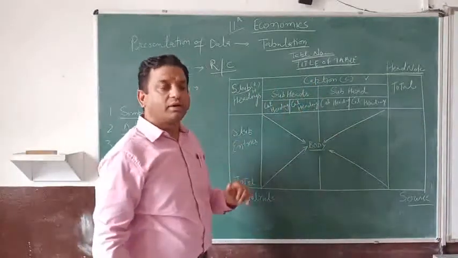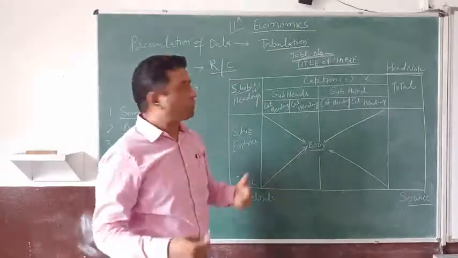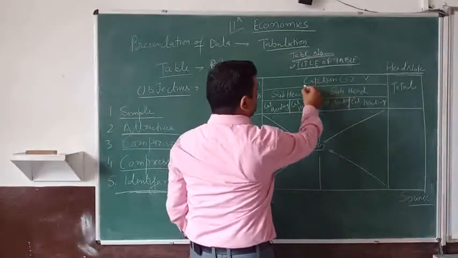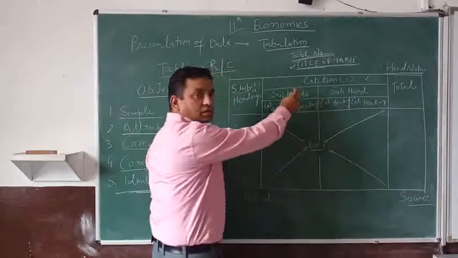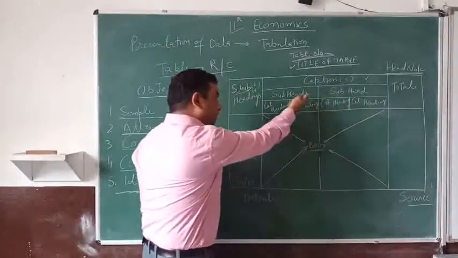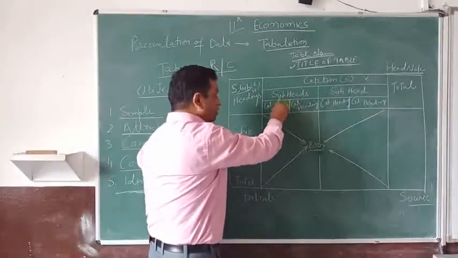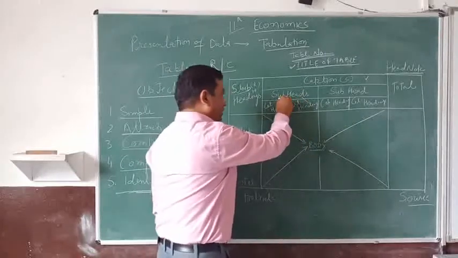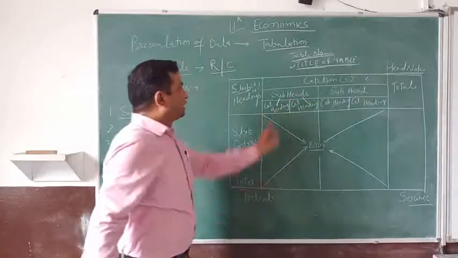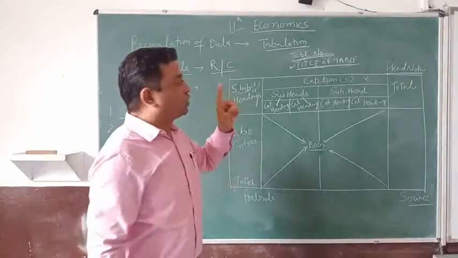Suppose I am making the table of the +2 class or +1 class. Here I will put the table title. Here I have put the students. Now subdivided into urban, rural. Then they may be classified one more time, like educated, uneducated, or poor, below poverty line, above poverty line. These are the captions. Captions means the headings for the columns.